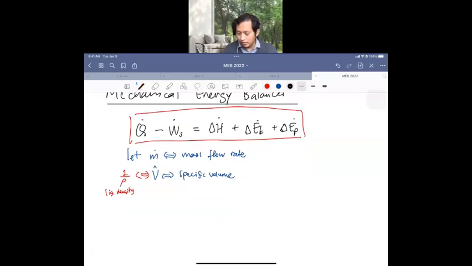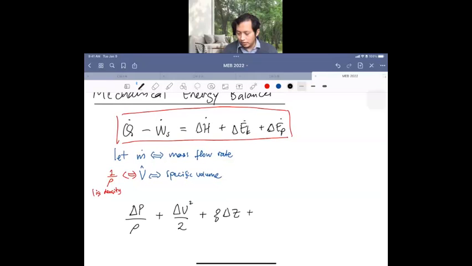You will get the structure of the pressure divided by the density plus the kinetics plus, this is actually from the left one, after changing some terms, and this equals delta U, the specific internal energy, minus Q over M, and this will be equal to the shaft work, which is the work done by the fluid on moving elements in the process line.